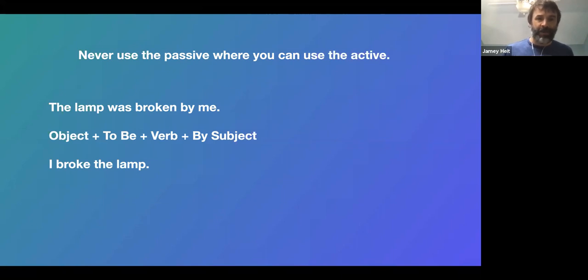I broke the lamp, and that's the active form of the sentence, and you can see that below. The verb was broken becomes broke. Who did it? I did. I'm the subject. I broke the lamp. What did I break? The lamp. The lamp is the object, not the main idea of the sentence. So anytime you see passive voice, if you can switch it to active voice, you should do so.